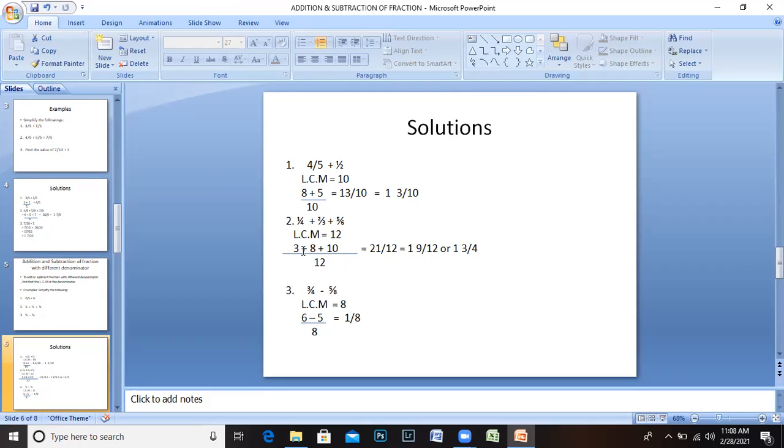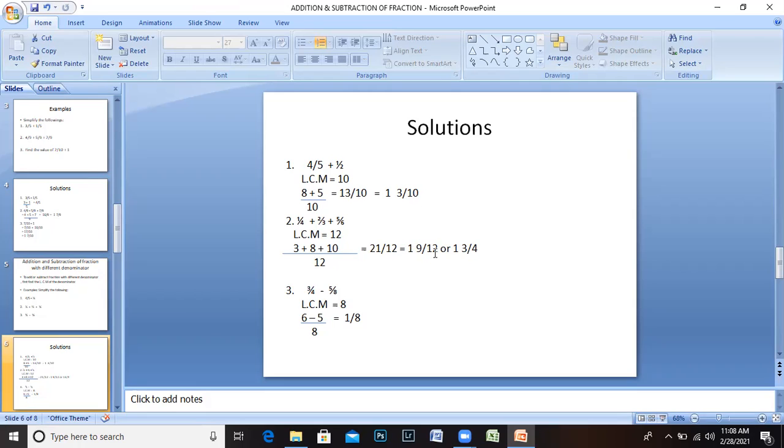Then we now add up. 3 plus 8 plus 10 will equal 21 over 12. Now, which type of fraction is 21 over 12, my students? That is an improper fraction, correct? We cannot leave the answer like that, as I told you earlier. So we must turn it to a mixed fraction. How many times does 12 go in 21? That is 1.